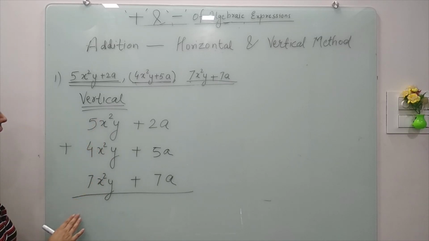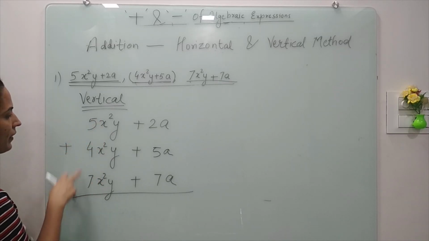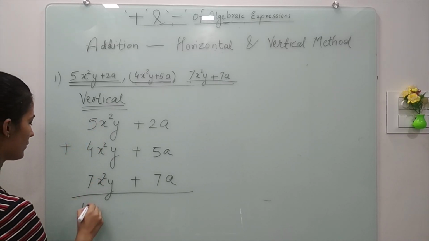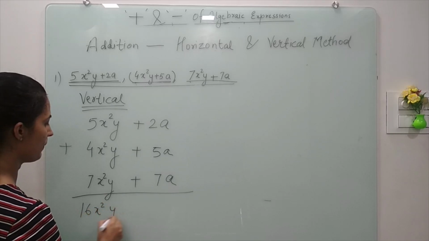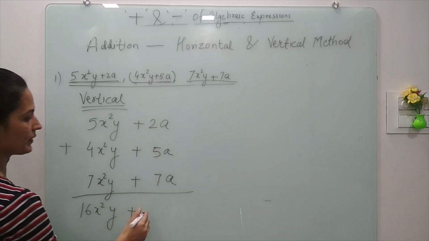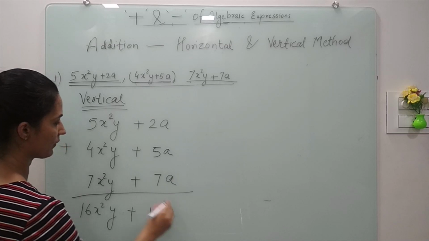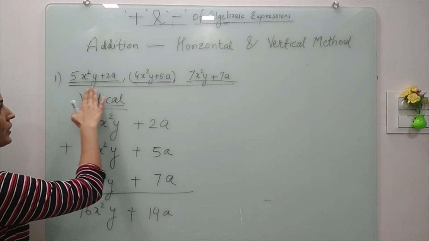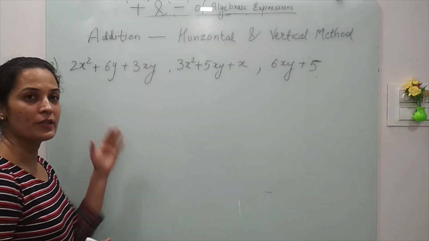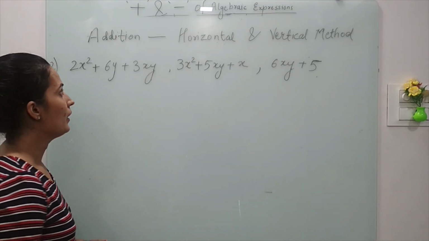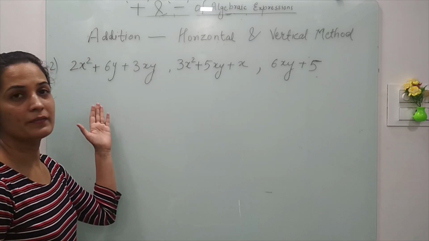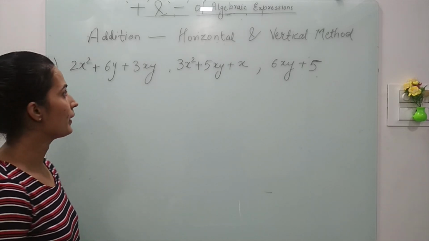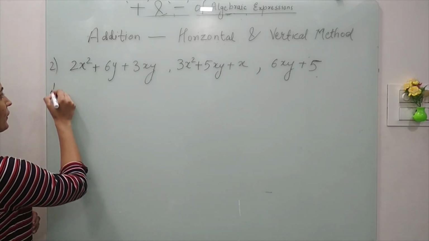Now if I have to add, this is 5 plus 4 plus 7, 9 plus 7 is 16. This is 16x square y, plus again this is 7 plus 7, that is equal to 14a. So this is how I will solve the addition in the vertical method. So this is another example I am taking. Let's see how we solve this in the horizontal and vertical method. Let's first take the horizontal method.